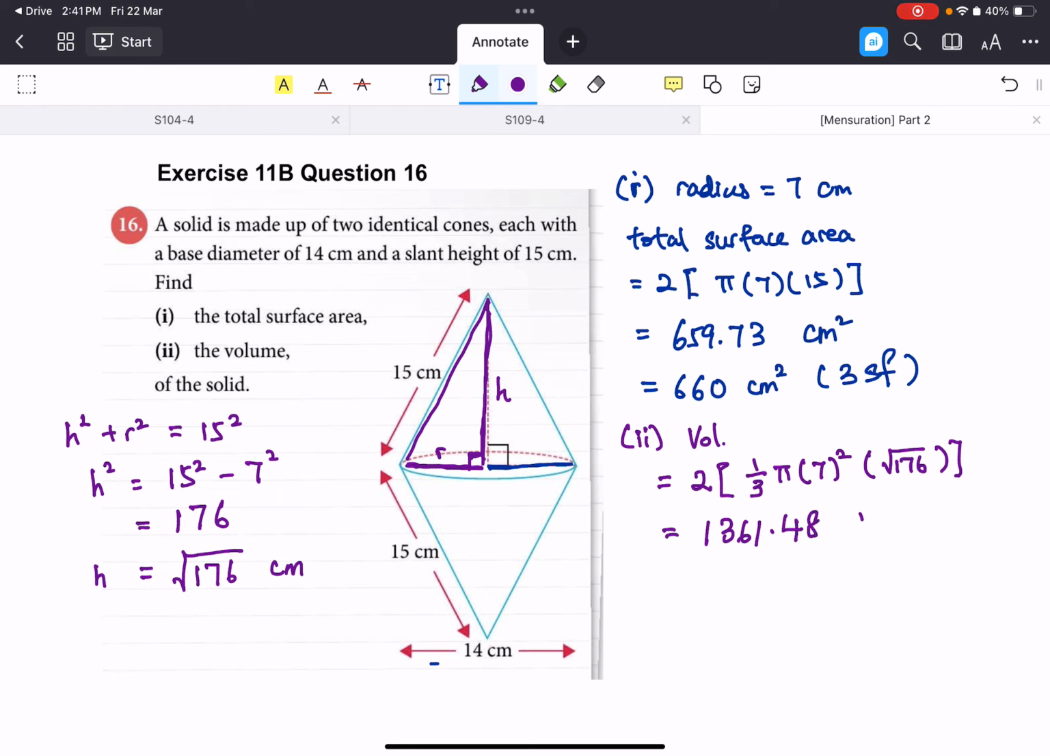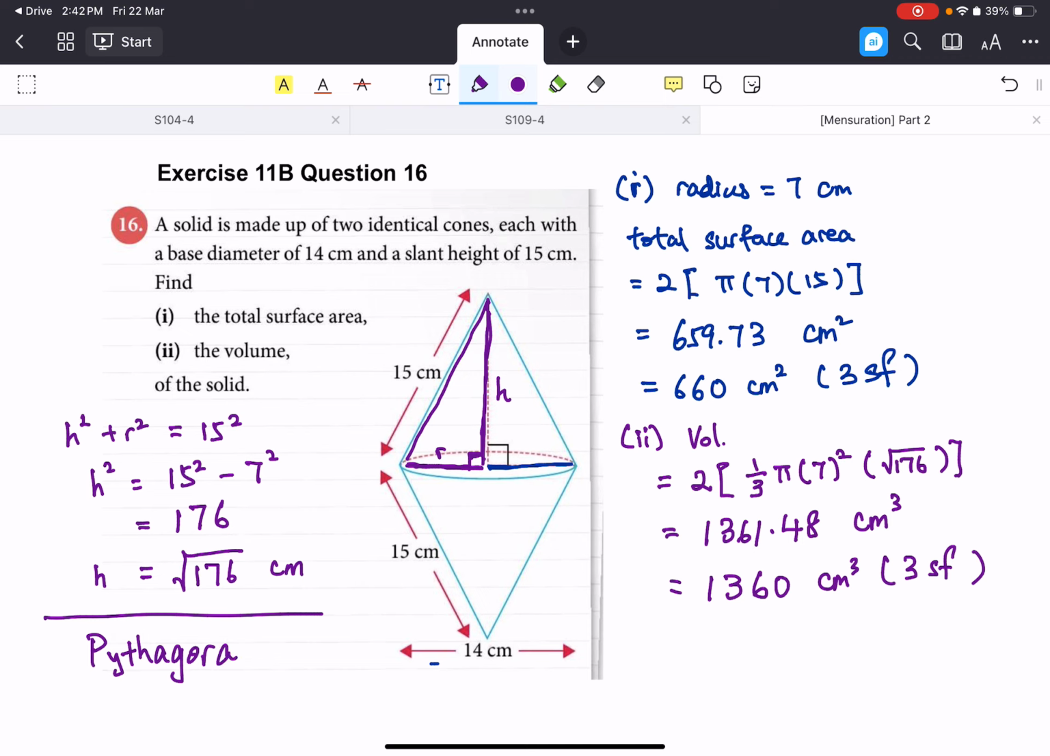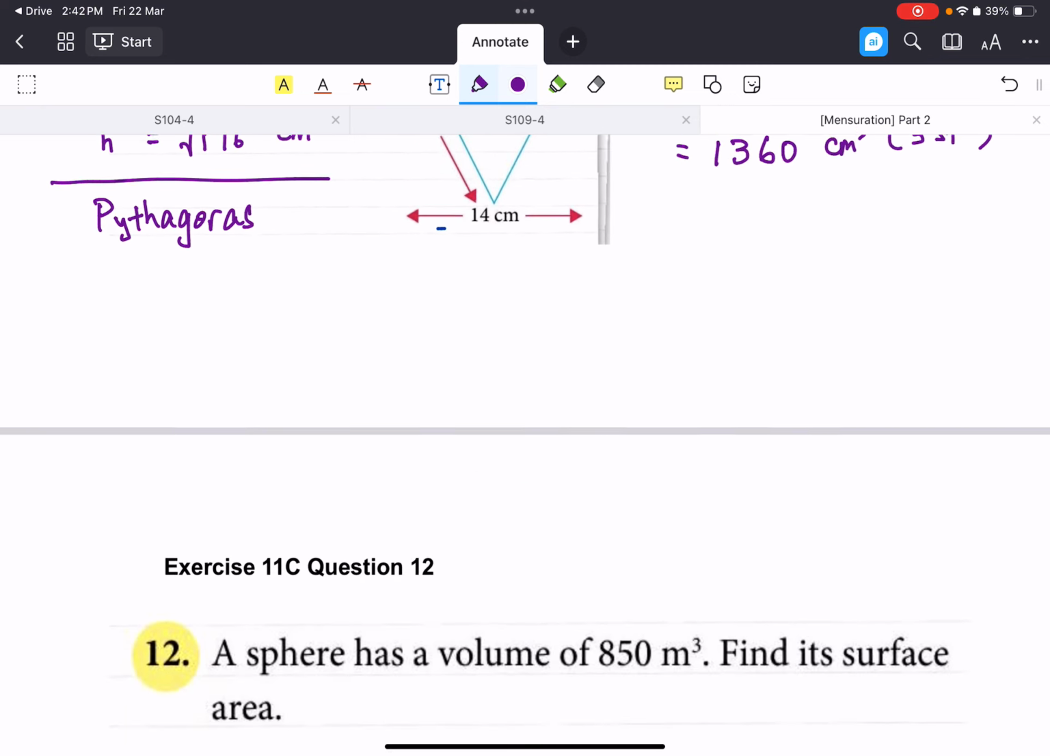The units is in centimeter cubed. And of course, once again, we can write it as 3 significant figure because these are non-exact. So we do that and say 3 significant figure. Okay, right. So move on. So anyway, just to clarify, this is Pythagoras, so read up on it if you are not sure about it. Okay, so moving on, next question.